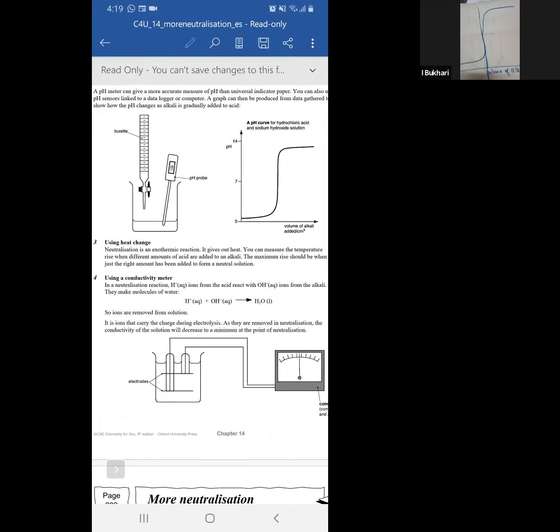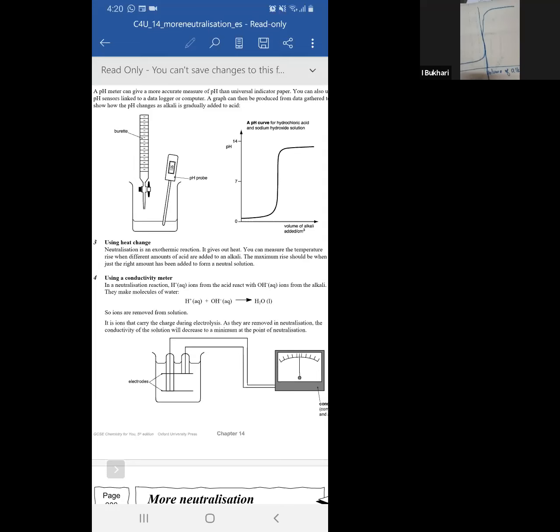It gives out heat. You can measure the temperature rise when different amounts of acids are added to an alkali. When you are adding alkali, more and more molecules of alkali are reacting with the molecules of acids, and as they are reacting, heat is getting released. By measuring the temperature with a thermometer, we can find out when the reaction is the most. The reaction would be the most when the heat produced is the most, because that would show that all the acid molecules are reacting with all the alkalis.